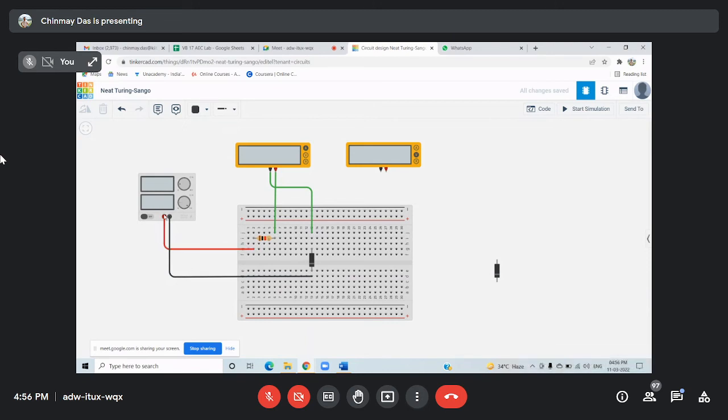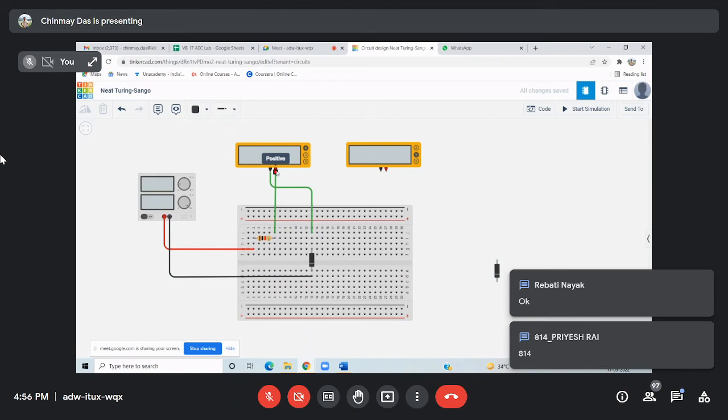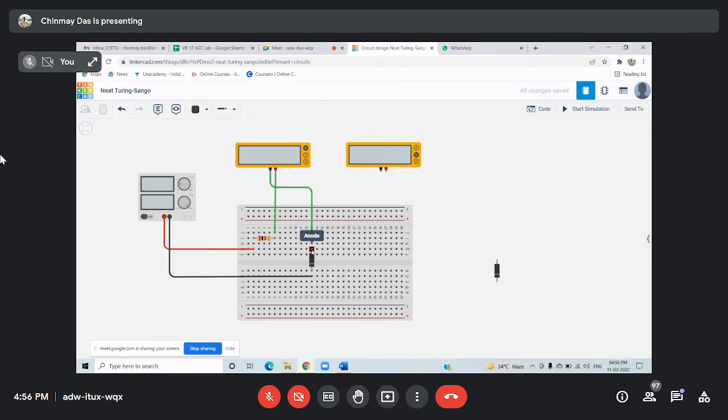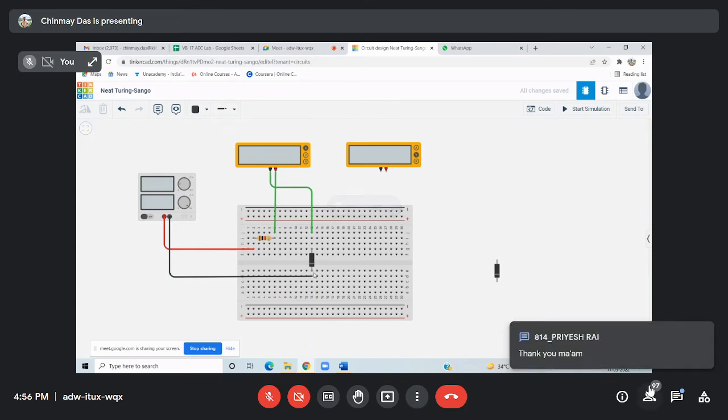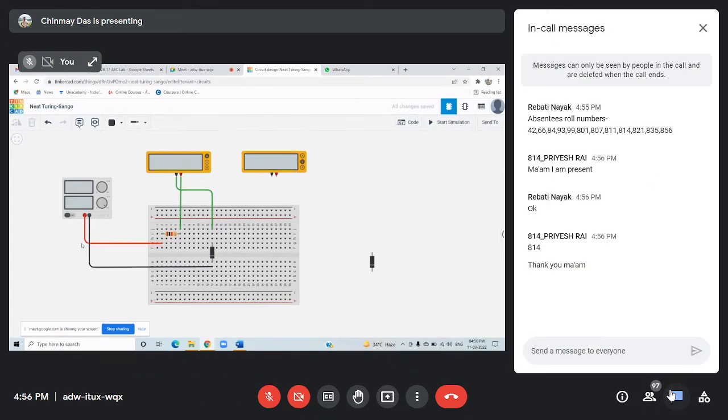How to check? Follow stepwise. First, go from the positive of the power supply: is it connected with the resistor or not? The negative side is connected with the ammeter's positive or not. Whether this resistance value is correct or not. The negative of the ammeter has to be connected with the anode of the diode. It is connected with the anode. Then the cathode is connected with the negative of the power supply. Now the voltmeter: the voltmeter's positive has to be connected with the anode and negative with the cathode.